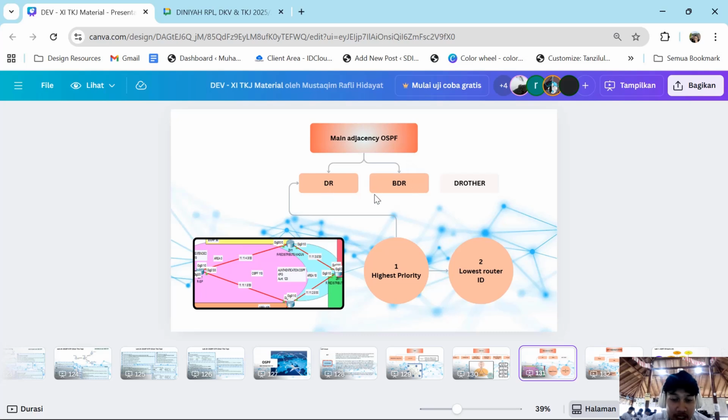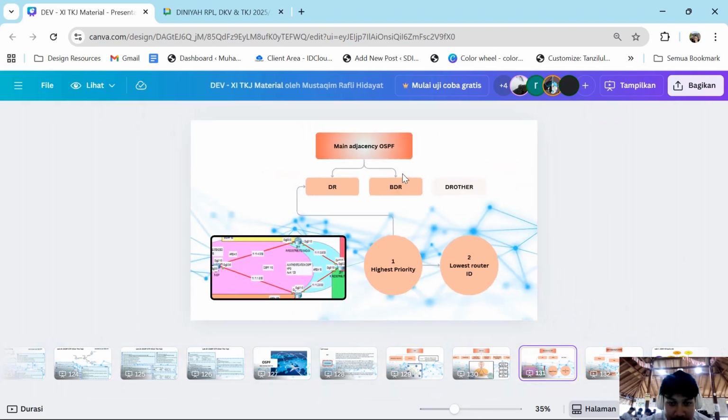And what about BDR? BDR means backup designated router. We can understand from the B that it means backup, or vice leader. So BDR means vice leader inside the class. If the DR has trouble, like going off or something like that, the BDR will back it up and take over from the DR.